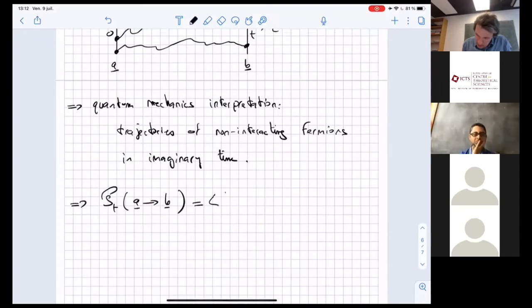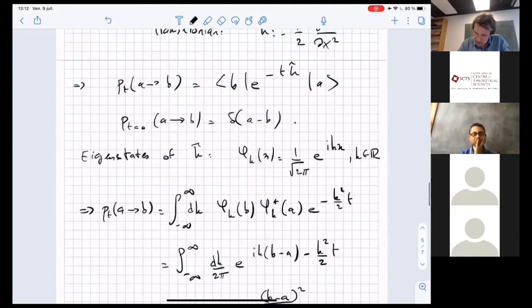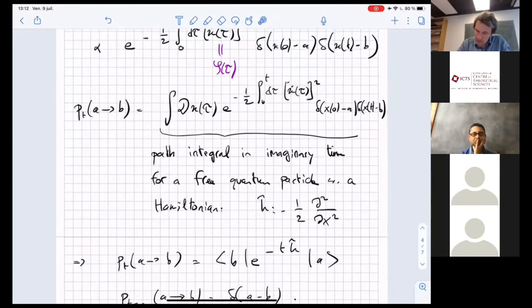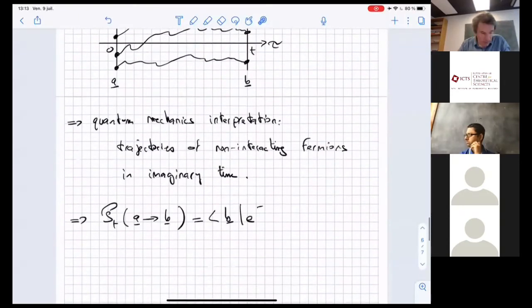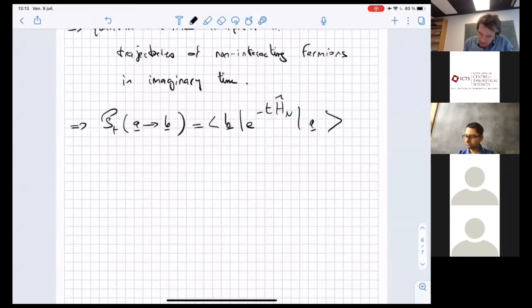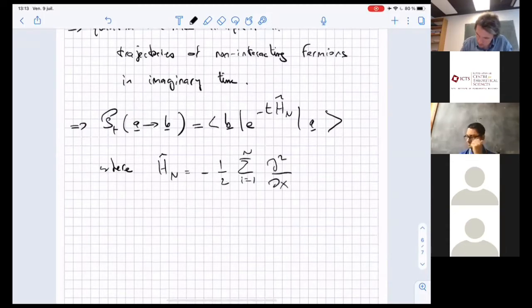And again, I will just write it. I didn't write it, but you could write the path integral as I did here, and then do this interpretation formally. So here, I directly arrive at that. That's what I'm writing now. But now the Hamiltonian is slightly more complicated, where H hat of n now is just the n body Hamiltonian. And the fact that we have fermions.